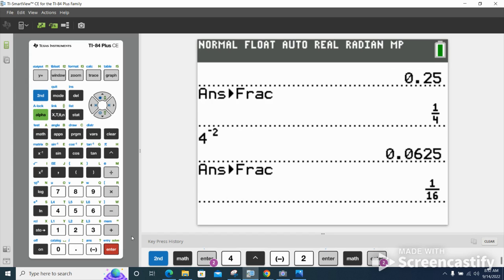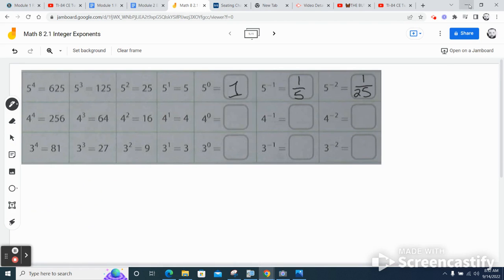Yeah? All right. So this is going to be 1. This is 1 over 4. And this is 1 over 16. So there's a pattern emerging. Okay? What do you think 3 to the 0 is? Yeah. So did you plug it in your calculators real quick to double check and make sure? Everything to the 0 is 1. Good, good, good. I'm glad you guys know that.